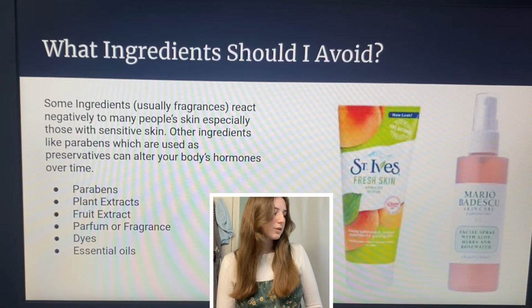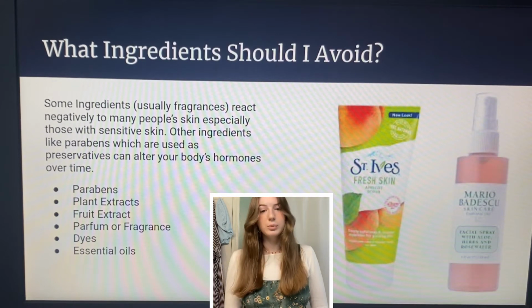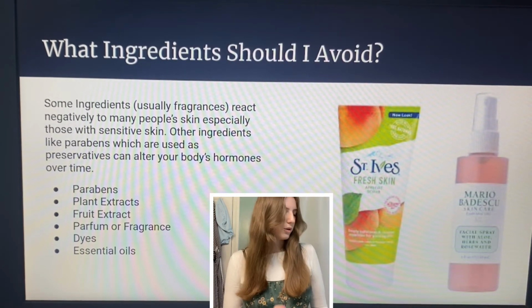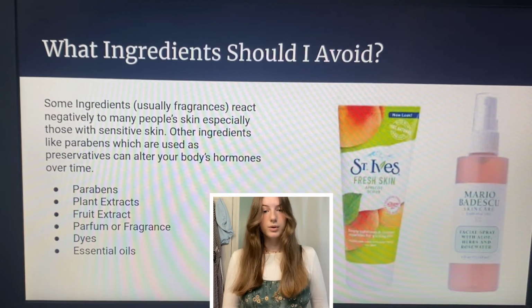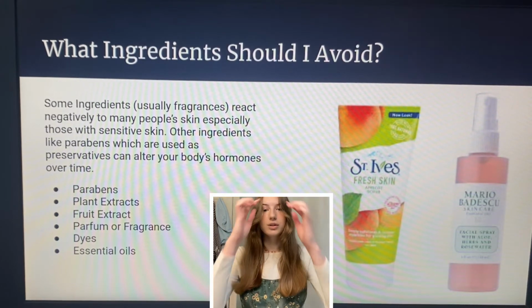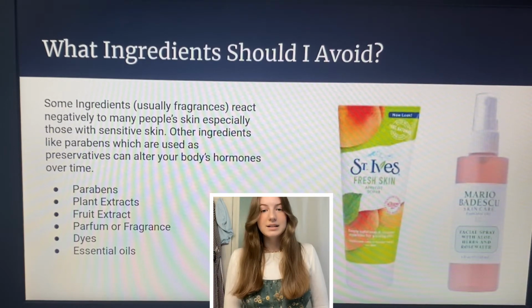They're usually fragrances, but a lot of parabens. They're used as preservatives. They mess with your hormones, and they can really mess with your skin if you're not careful. So parabens, plant extracts, fruit extracts, perfumes, fragrances, dyes, essential oils, those are things that are just not necessary for your skin and a lot of times can mess with you.